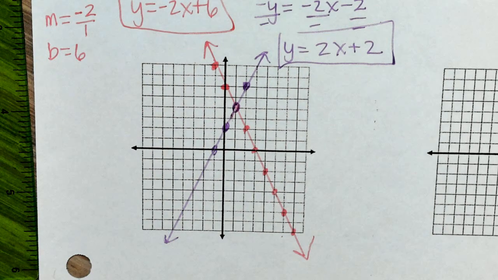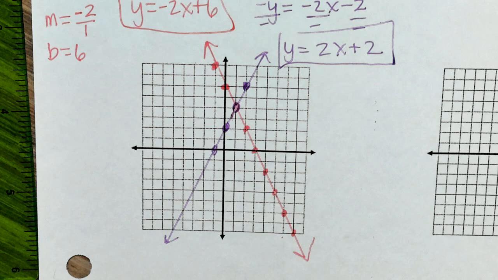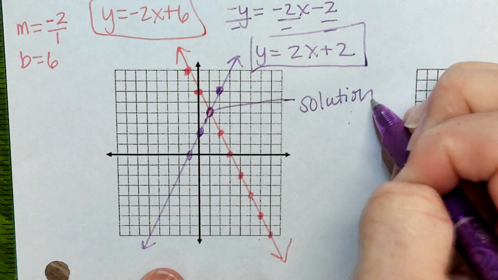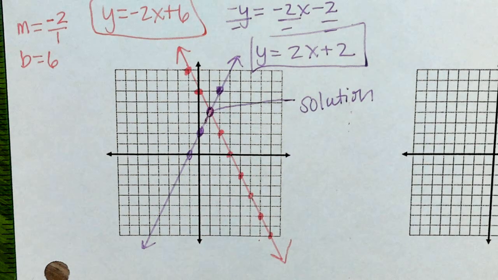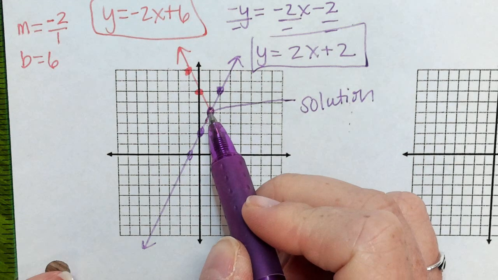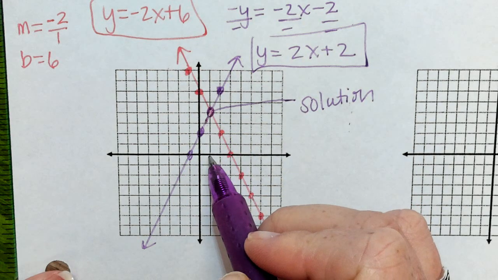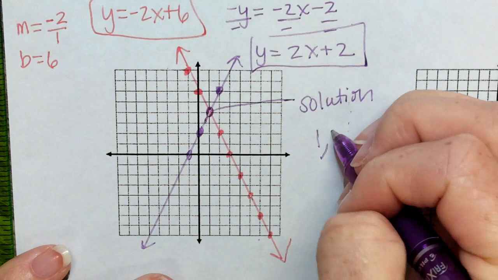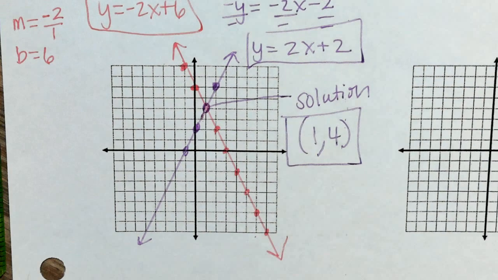Now, am I done with this or have I answered it? I am trying to find the solution. Where is the solution? Where they meet. So right here, this point is the solution. And I must write it as an answer. What is this point called? On the x-axis, it is at 1. On the y-axis, it is at 4. That is the solution. 1, 4.